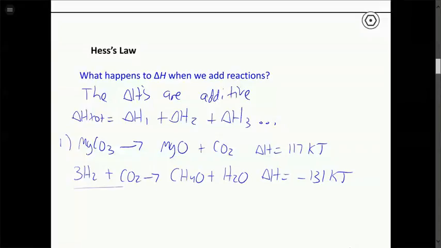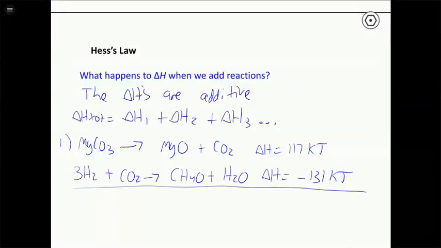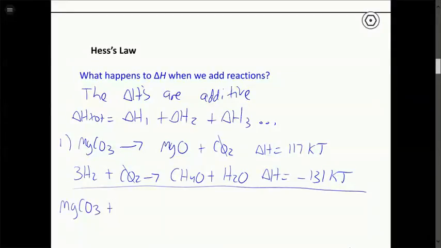So if we add the 2 reactions together, we talked about adding chemical equations last time. We add up all the reactants, so MgCO3, H2, and CO2. We notice that CO2 is a product of the first reaction, it's a reactant in the second reaction, so it cancels out. It's what we call an intermediate. And so the overall reaction would be the hydrogenation of magnesium carbonate, MgCO3 plus 3H2 to make MgO plus CH4O plus water. The delta H for this reaction here, that's the combination of the two, is going to be the sum of the two delta H's.